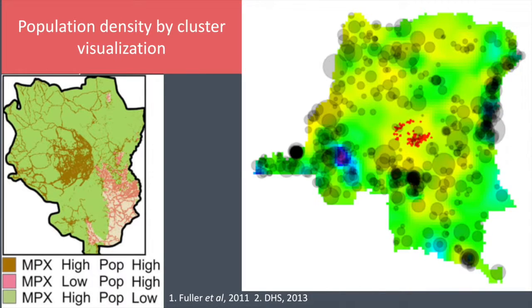On the left is another map from the 2011 paper showing where monkeypox correlated with population. So the brown regions are where there's a lot of monkeypox, but there's also a lot of people. Pink, there's not a lot of monkeypox, but a lot of people. And green, it's mostly forest, and there's most likely a lot of monkeypox, but people don't usually live there. So that kind of tells us a little bit about that epidemiology. But again, it's difficult to say with the co-infection if that's actually why we're seeing it.